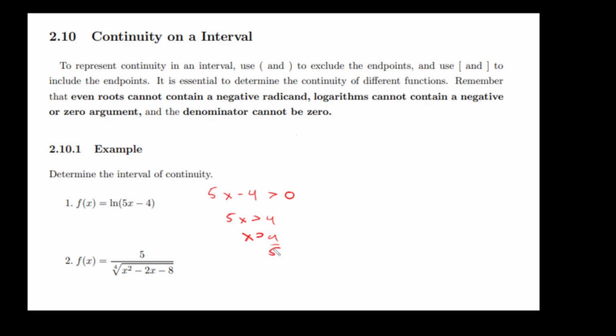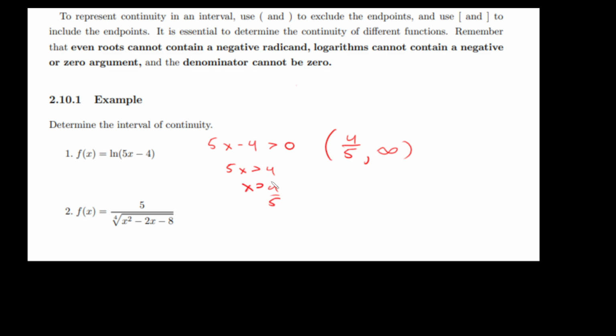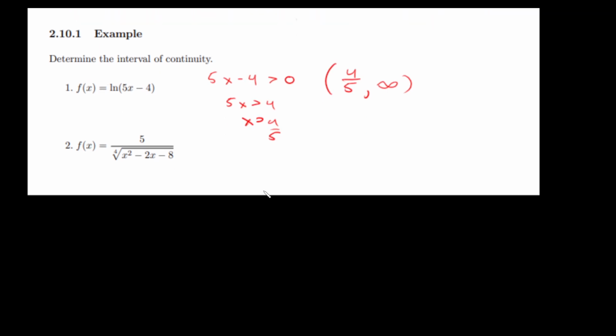So then x has to always be greater than 4 over 5. That means our interval of continuity is going to be 4 over 5, comma, to infinity. And it's excluding infinity, which is always going to be excluded, and it's not including 4 over 5 because it's a greater than.